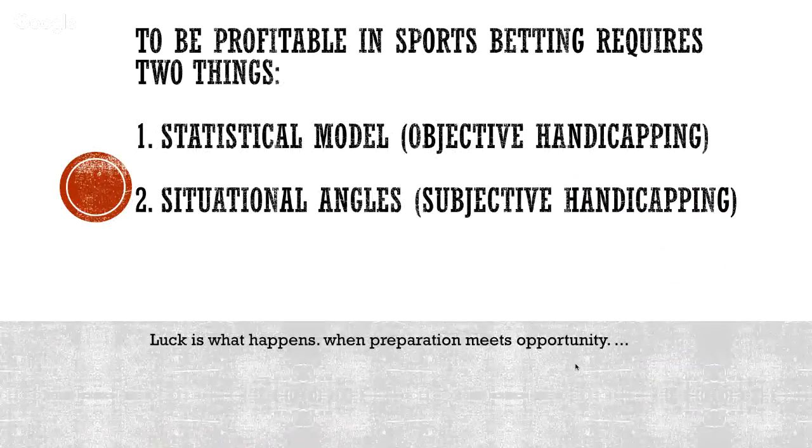We're going to first talk about sports betting in general. To be profitable in sports betting, it requires two things. Number one, a statistical model, which is what I call objective handicapping. It also requires situational angles, which is what I call subjective handicapping. Most people that start in this business start with subjective handicapping, where they're looking at a game from more of a global perspective, like, oh, this team looks good, they play well on the road, et cetera. You might win short term, but you're not going to win long term. You have to have a statistical model, combine those two, and it will be a profitable strategy.